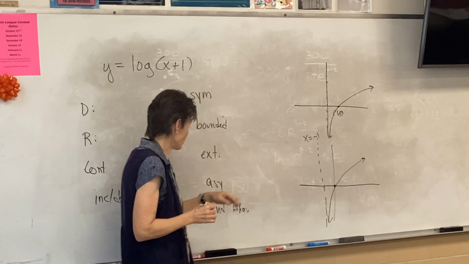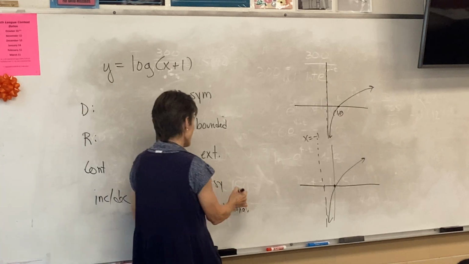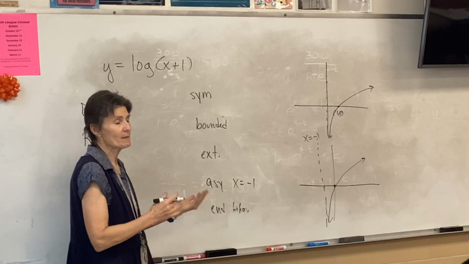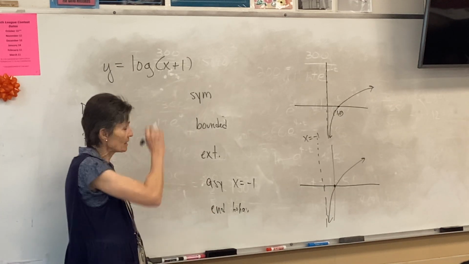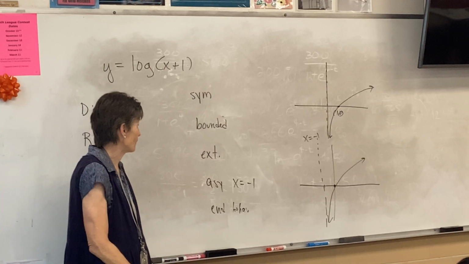So one of the questions was, does it have any asymptotes? Yes. It has one at -1, x equals -1. Do all the BFFs have asymptotes? No. Think of your cubic function, think of your quadratic, but this one does. This one has an asymptote.